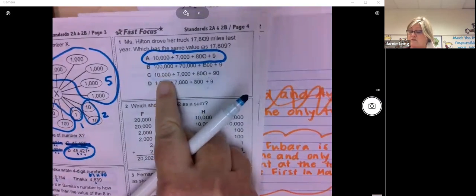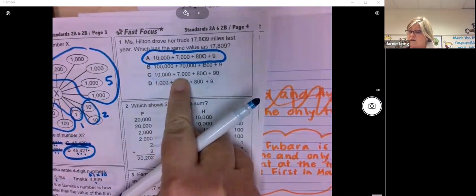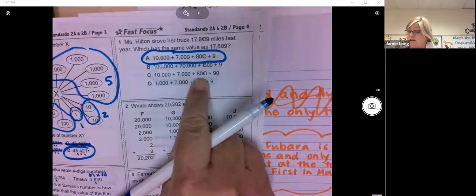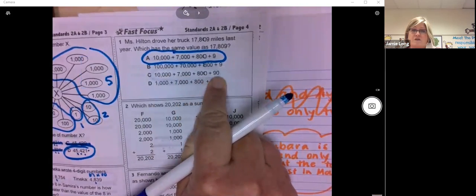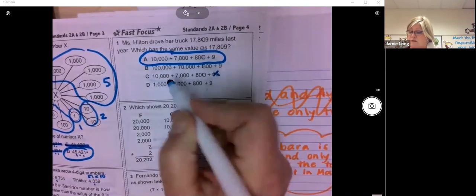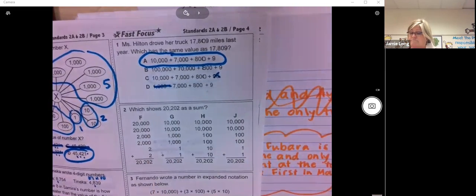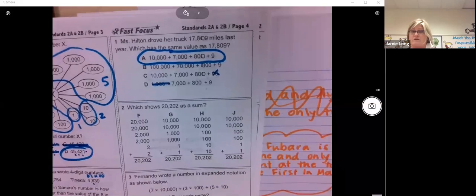This was 100,000s. This was a 10,000, 7,000, 800, and then 90. So that one was eliminated right here. This one was 1,000, so it couldn't be it because it had to be 10,000. So A was definitely the correct answer.